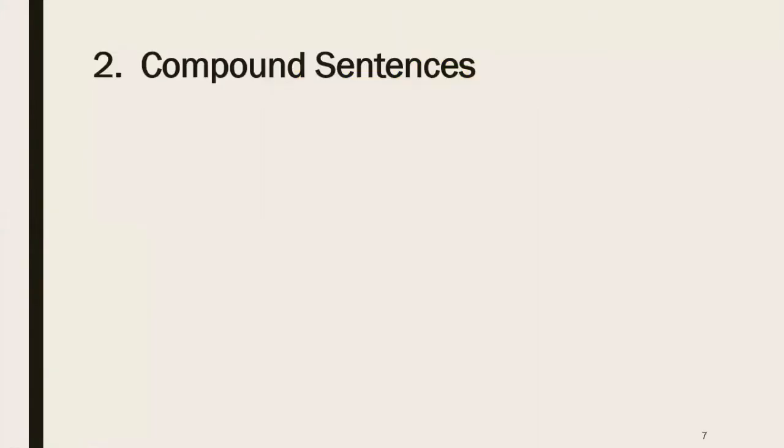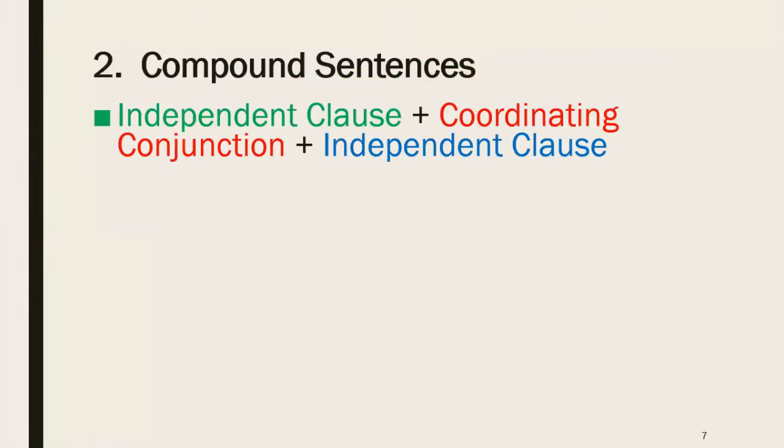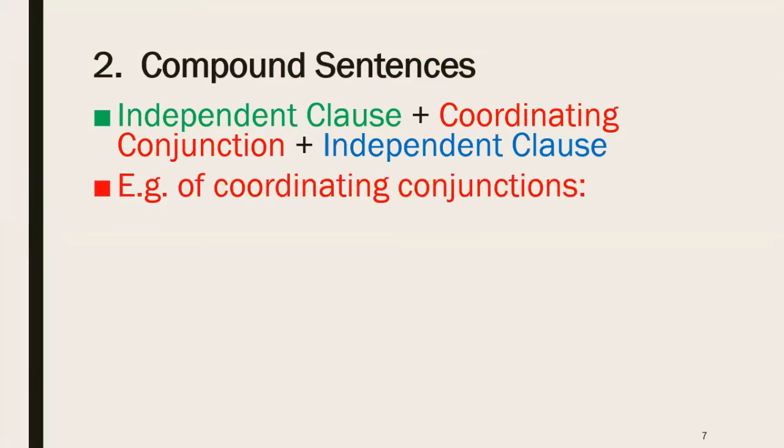We're gonna look at compound sentences. Compound sentences are independent clauses with conjunctions and another independent clause. Let's have some examples of coordinating conjunctions. Can you type it in the group chat?